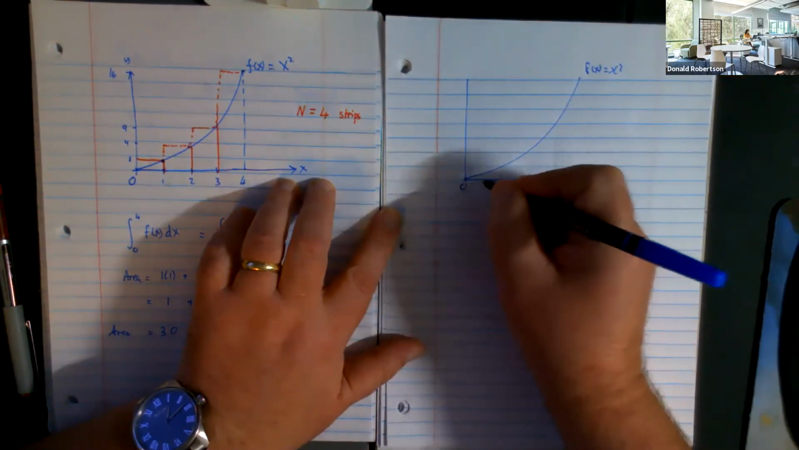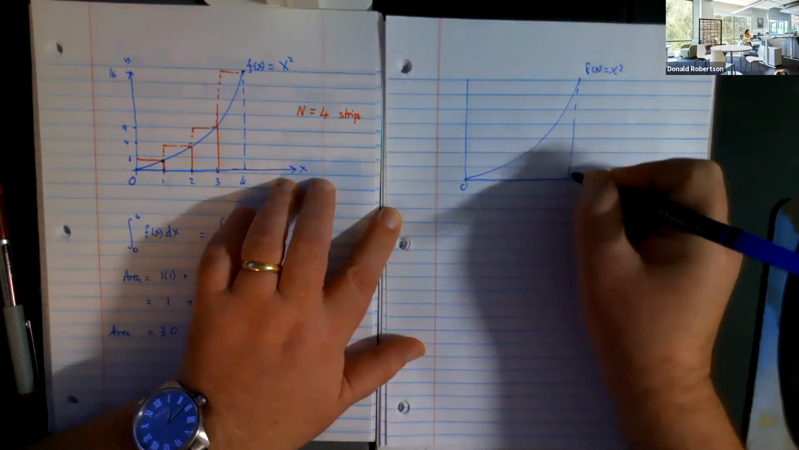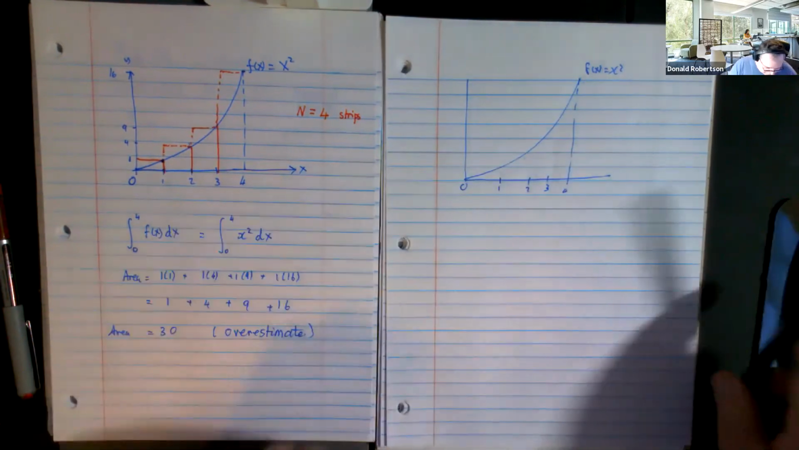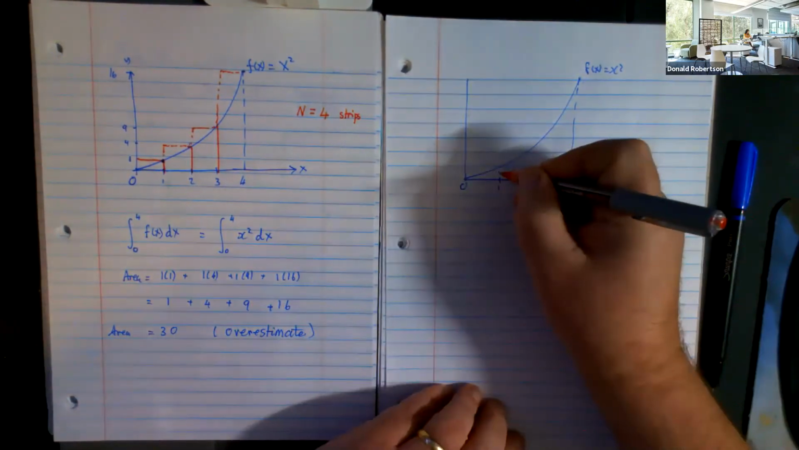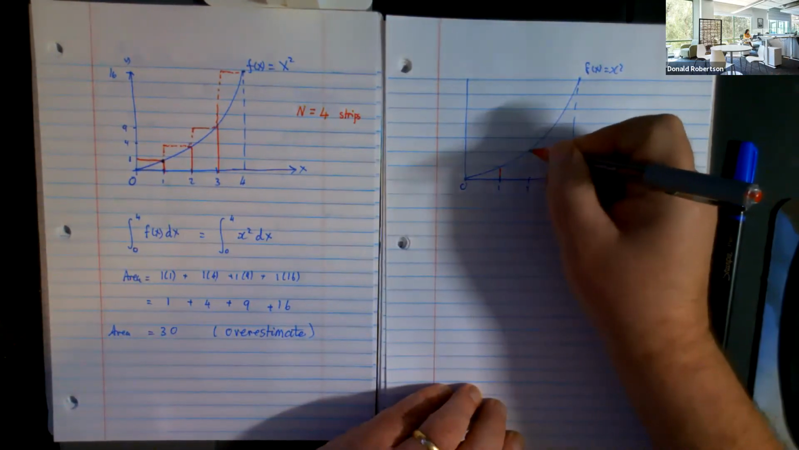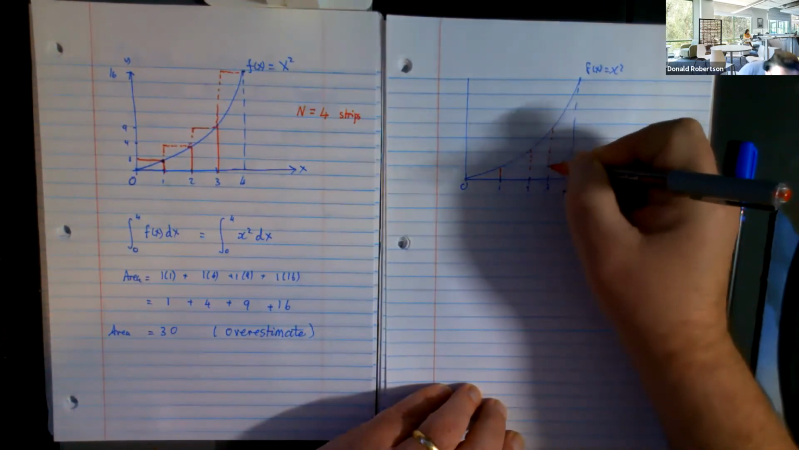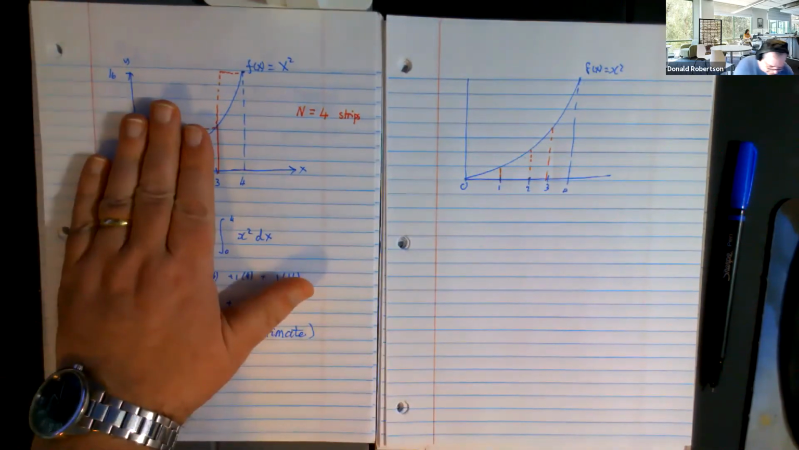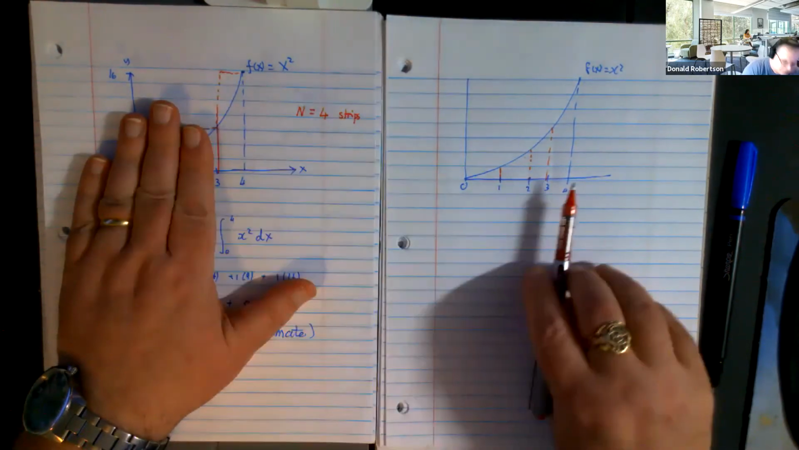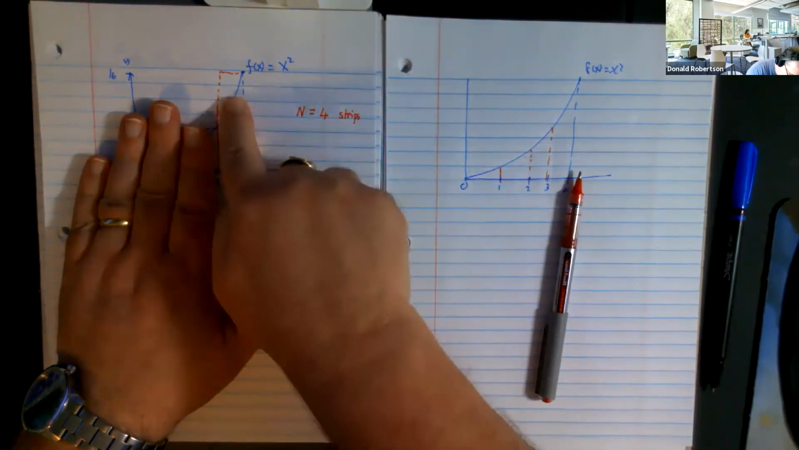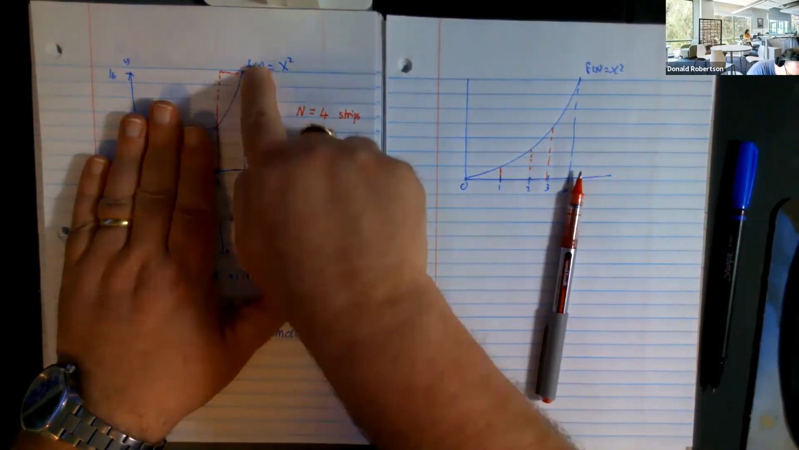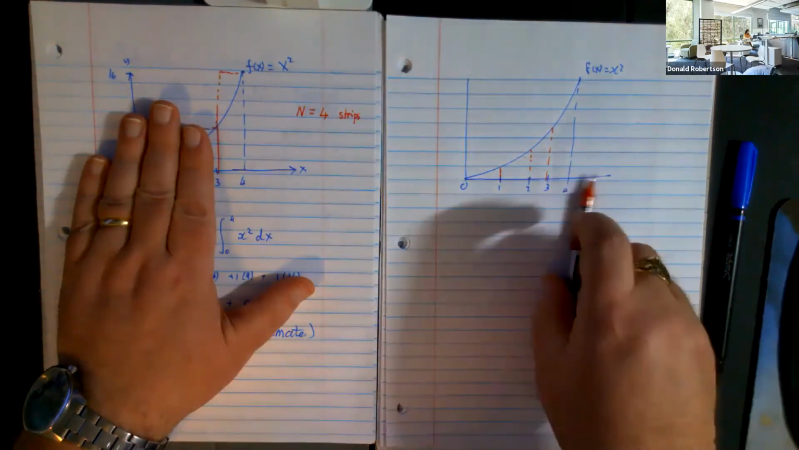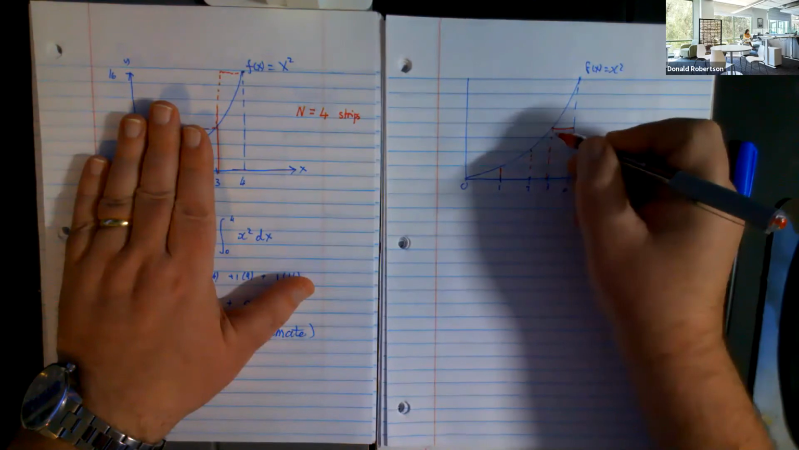And here's 0. Here's 4. There's 1. There's 2. There's 3. There's 4. Probably not that to scale, but too late now. And I'm going to do a slightly different take on this. See this last rectangle? This strip here. I decided to use the right-hand side to get the height. Couldn't I have used the left-hand side to get the height? And if I did that, wouldn't my rectangle be this guy?